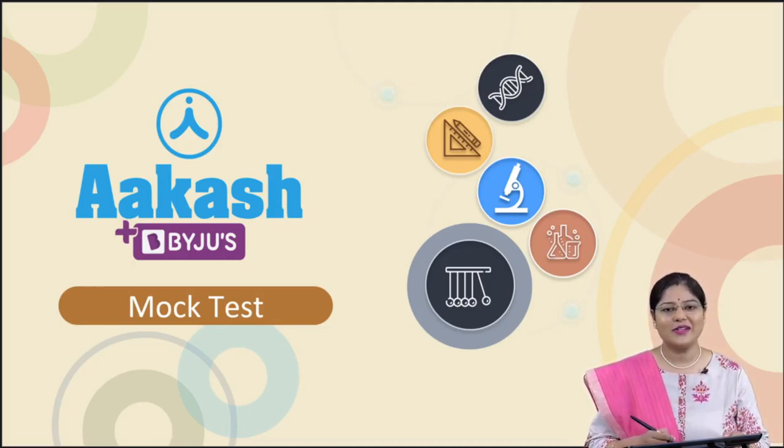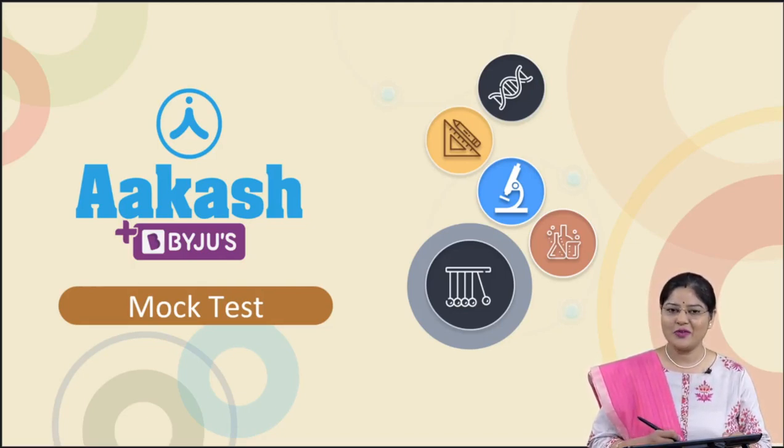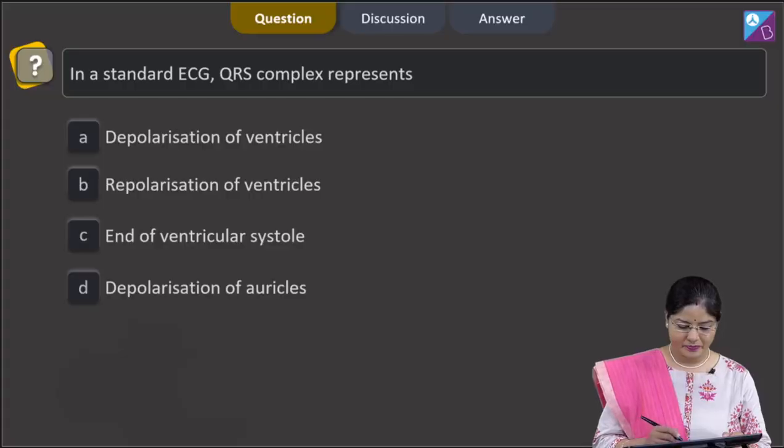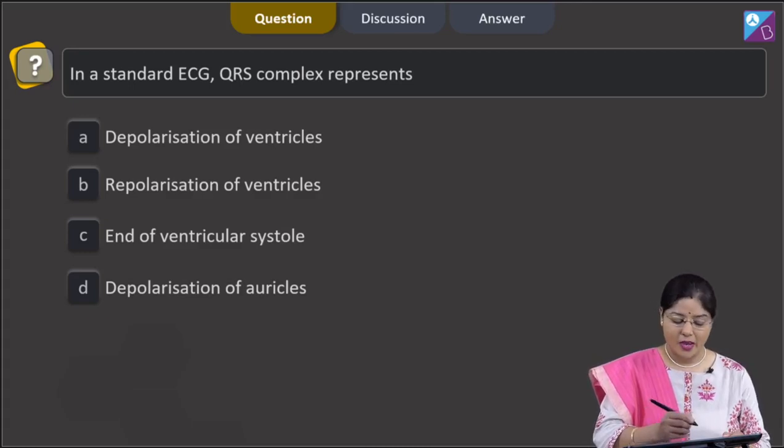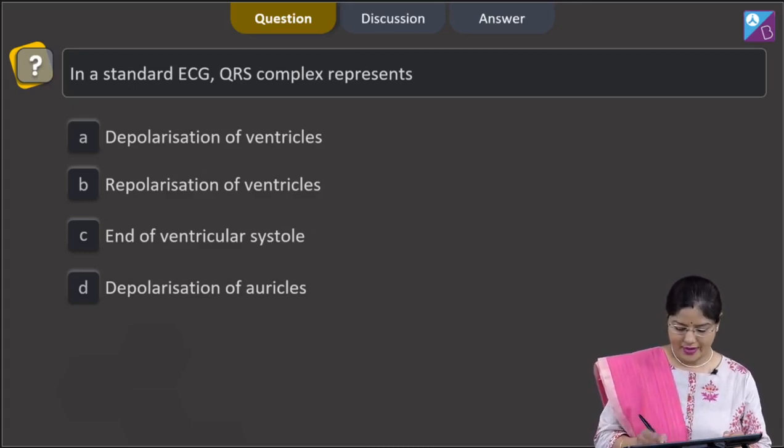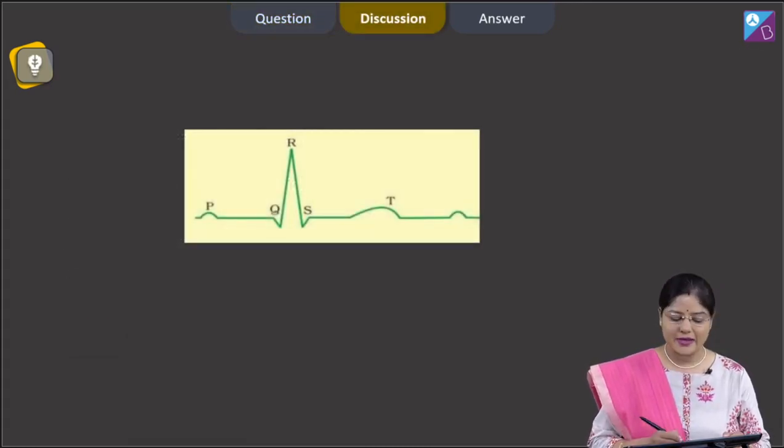Today I am going to discuss the zoology section of this test. Now let's begin with the first question of the zoology section. The question states that in a standard ECG, QRS complex represents. Before discussing the options, let us have a look at a standard ECG.